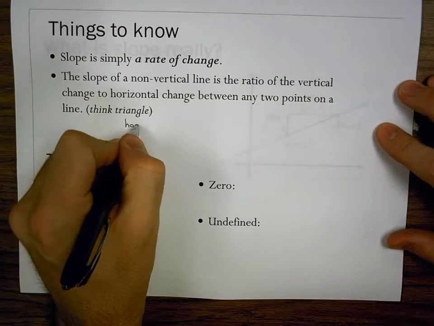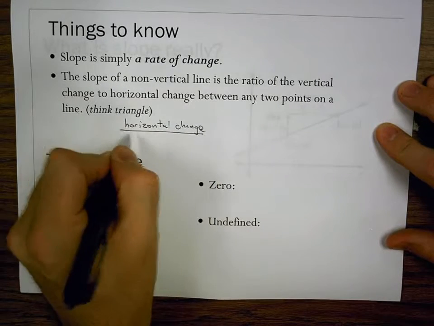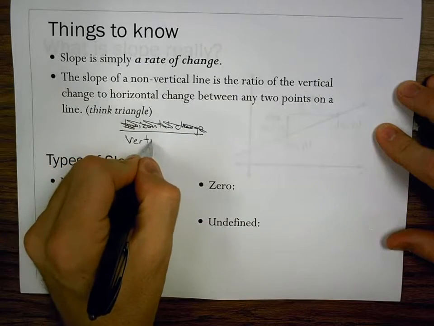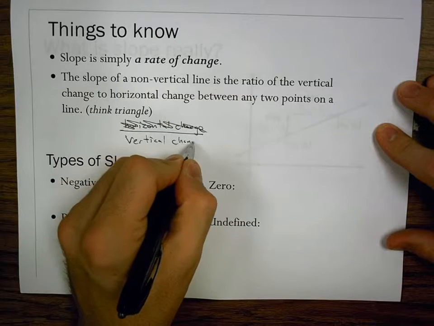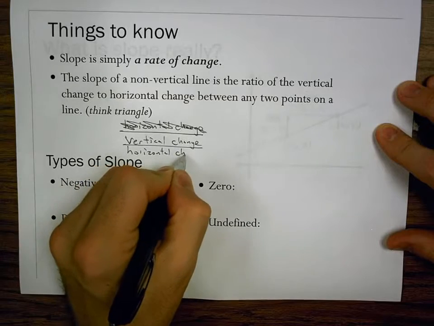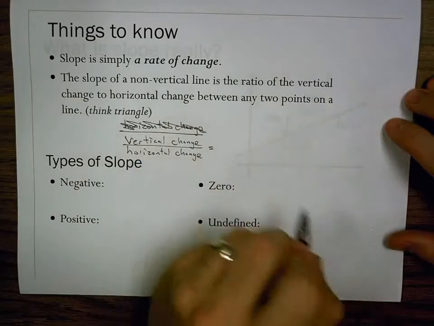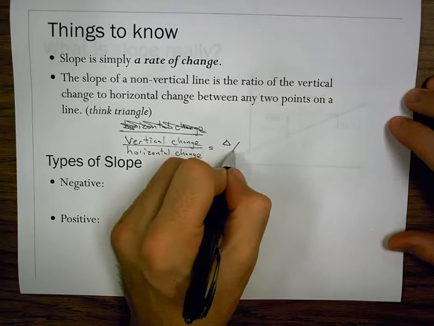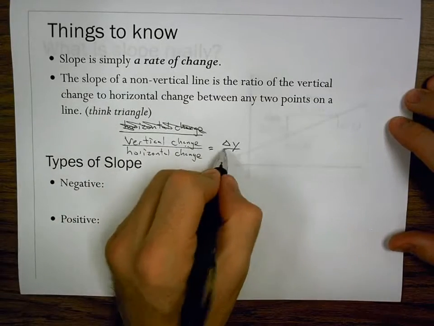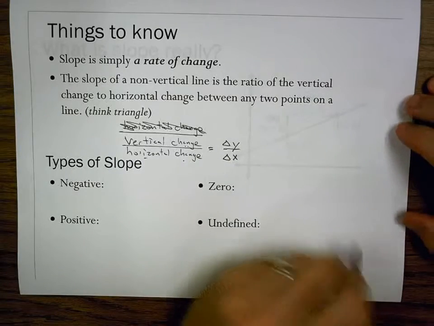So if it's horizontal change to vertical change. You know what? I mixed it up already. Let's try that again. Vertical change to horizontal change. Now, vertical change, well, that's the change in y. And I'm going to use the symbol delta and say delta y. So the change in y is the vertical change. Horizontal change is the change in x. So I'm going to use the delta symbol for delta x.